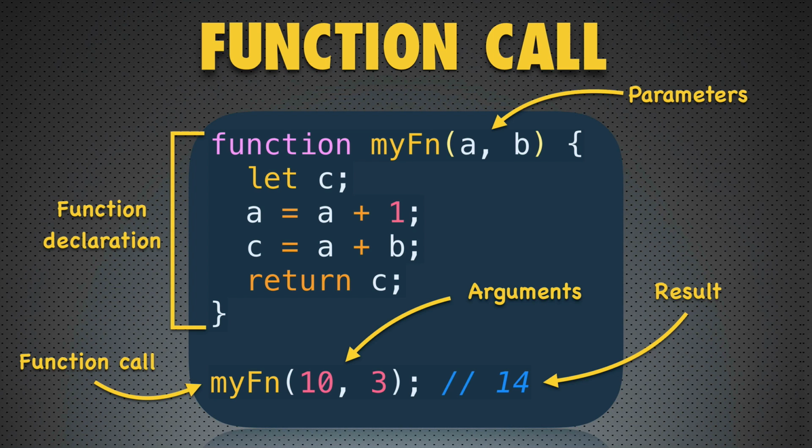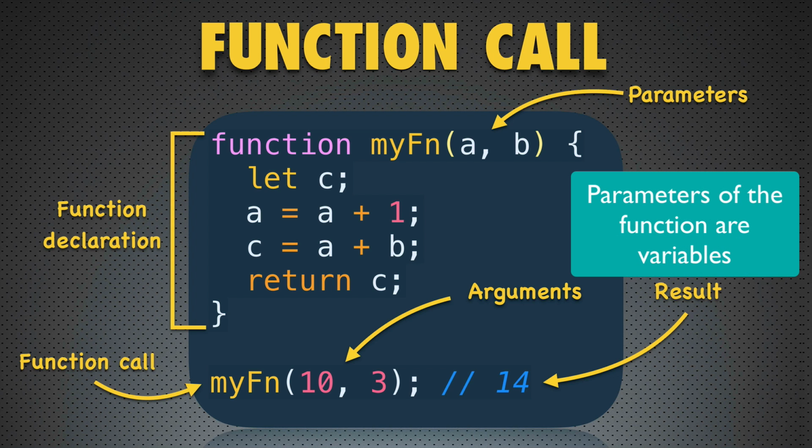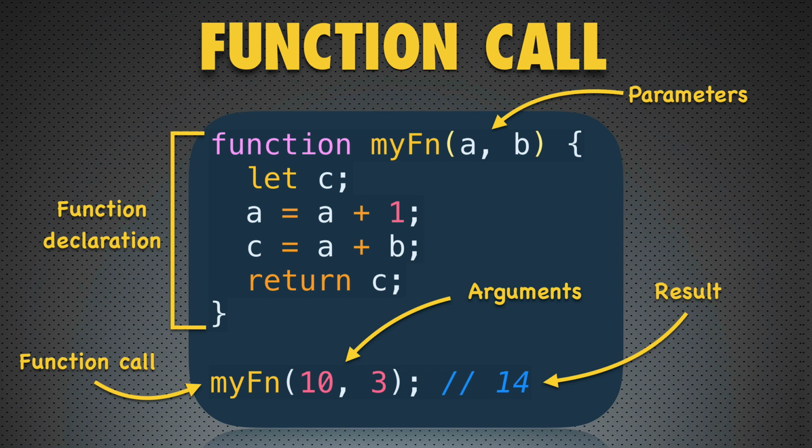For now, please keep in mind that variables a, b and c will not be available outside of the myFn function. Also, you should understand that parameters of the function are also variables. But you don't use let, var or const for declaration of those variables. And those variables will be automatically declared and assigned at the moment of each function call. In this example, when we will call myFn function with two arguments 10 and 3, new variable a will be declared and assigned value 10, and another variable b will be declared and assigned value 3.